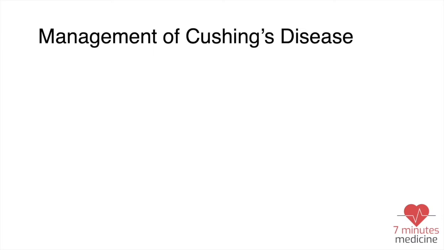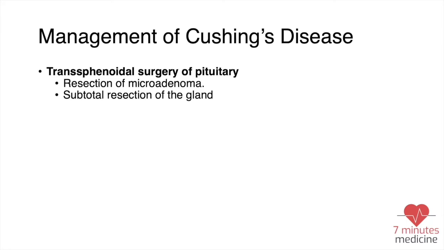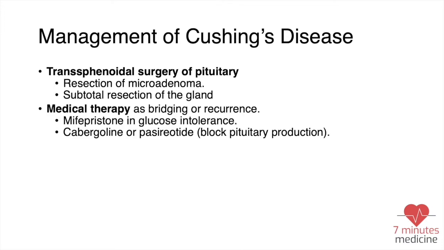Now about the different medications, how we treat different etiologies. So first, the management of Cushing disease, like Cushing syndrome caused by a pituitary problem. The first option is transsphenoidal surgery of the pituitary gland. We do resection of the microadenoma and subtotal resection of the gland. We can use medical therapy as a bridging or if there's recurrence after the surgery.